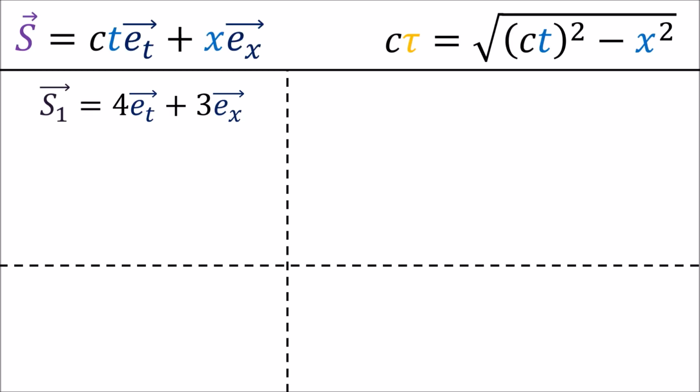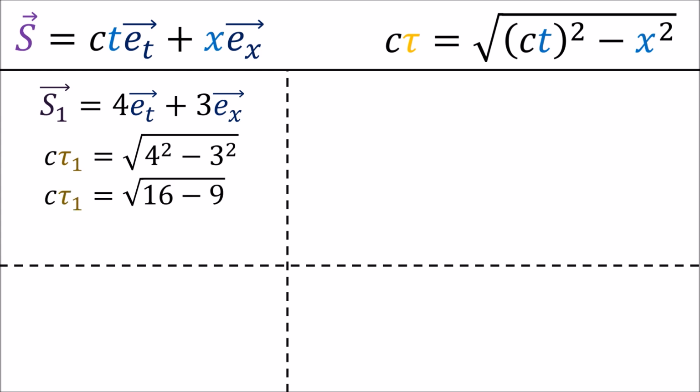For S1, the time component is 4, and the x component is 3. So the proper time c times tau equals the square root of 4 squared minus 3 squared. This is the square root of 16 minus 9, or just the square root of 7.